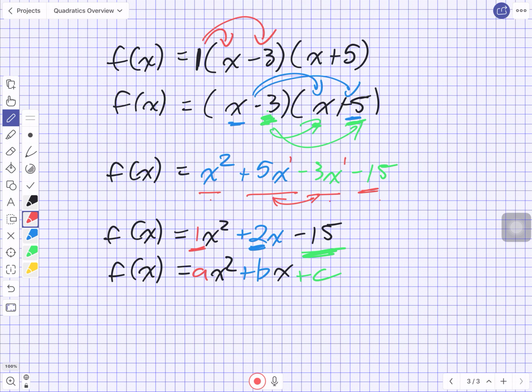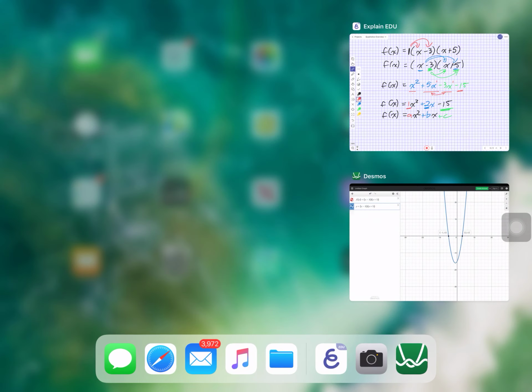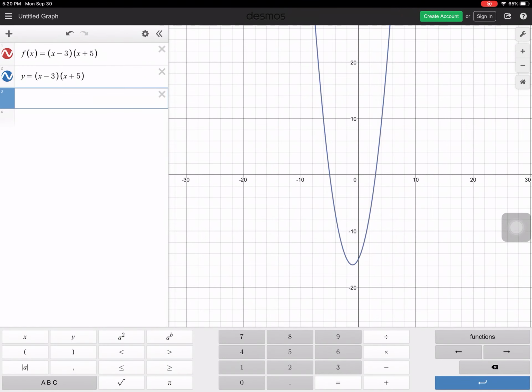Great. So I should be able to put this function into Desmos and get the exact same graph again. That's what we're going to do. We're going to use Desmos to kind of check our work as we're going through stuff. So x squared plus 2x minus 15. So let's see if we got it. So I'm going to do function notation again.